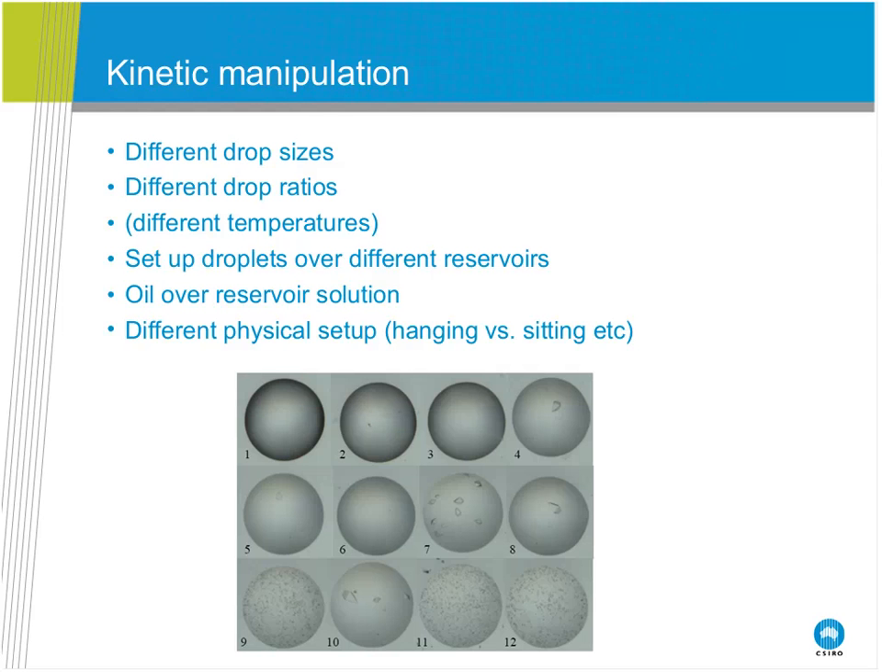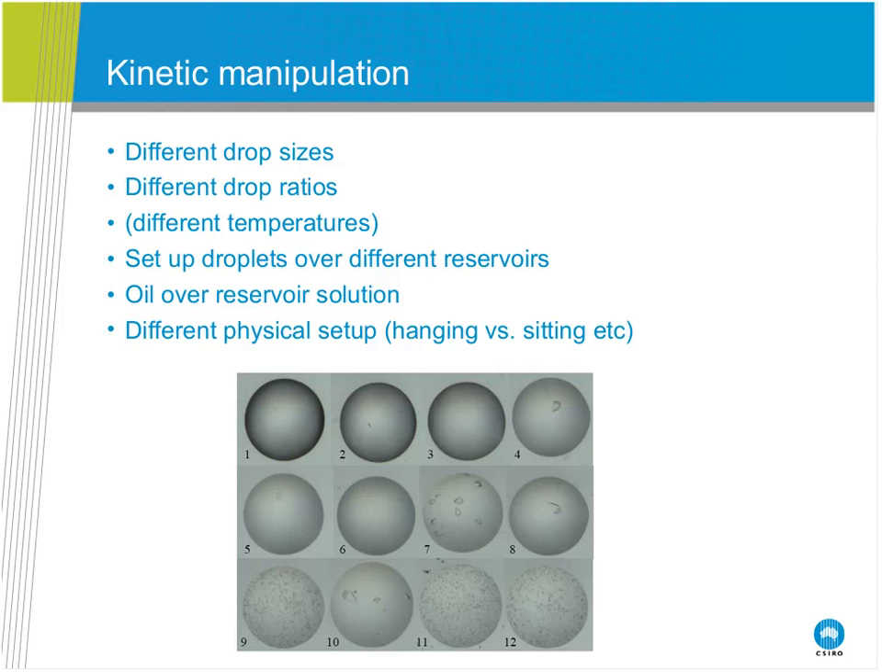If you use different drop ratios, you can change the equilibration rate and you change the endpoint of that particular experiment. Different temperatures, of course, are not just affecting the temperature, but they're also affecting the rate at which things equilibrate. You can set up droplets over alternative reservoirs. So if you set up things over salt rather than over the actual reservoir condition, that can profoundly affect the behavior of that particular experiment. And that turns out to be quite a cheap way of actually extending the screening as well.